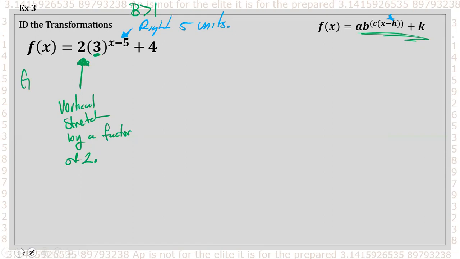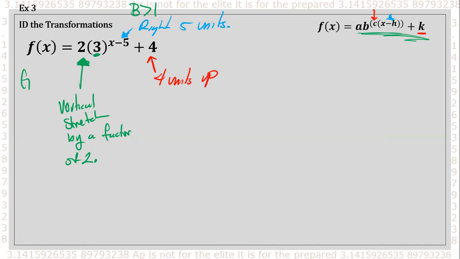The last but not least is my plus 4. This plus 4 is associated with my k, and my k does not lie to me. So if it's positive, it goes up. If it's negative, it goes down. So 4 units up. Okay. I did have a couple concerns on what does C do.